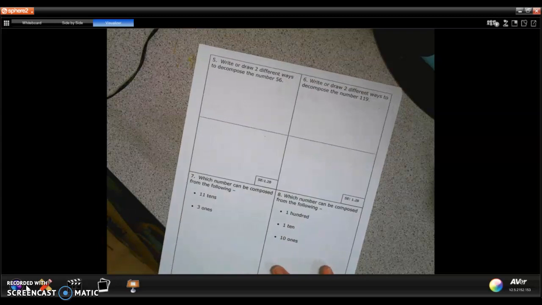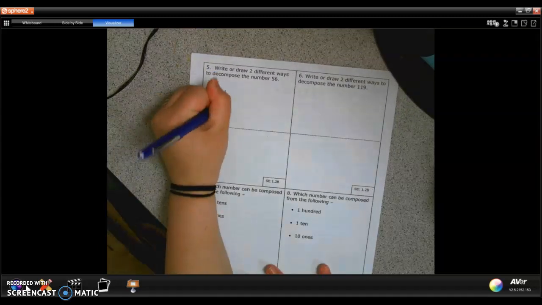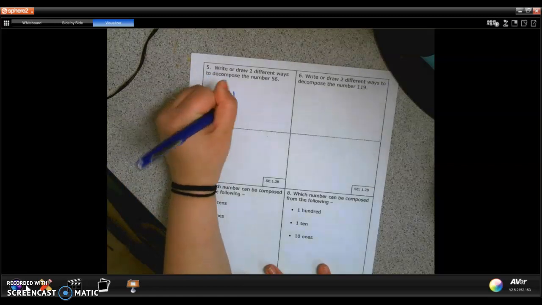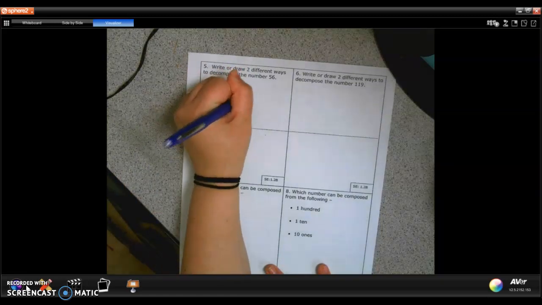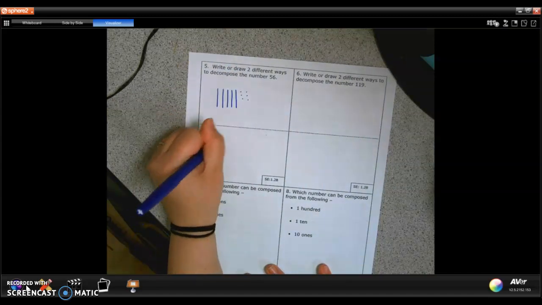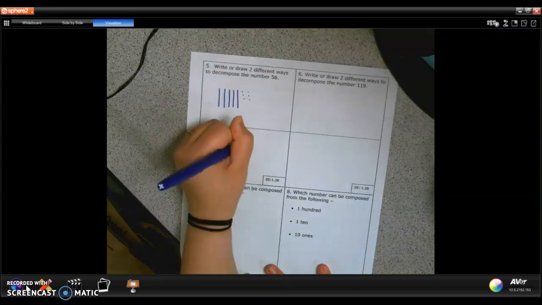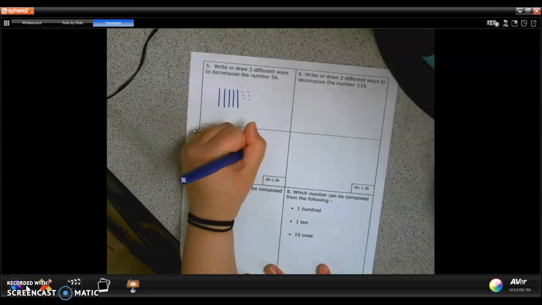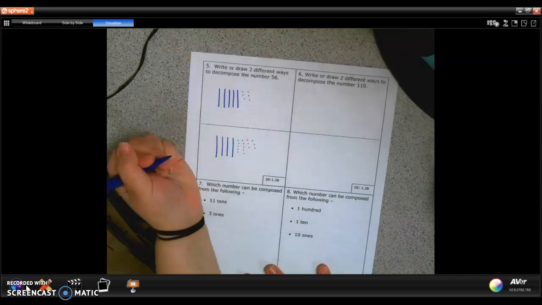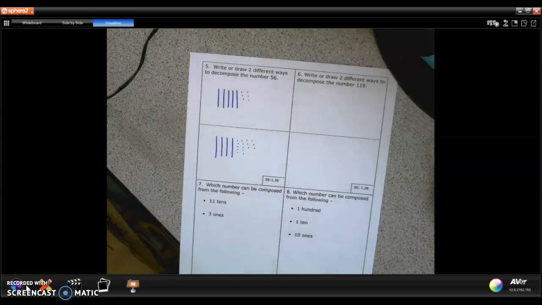Write or draw 2 different ways to decompose the number 56. I could represent the number 56 as 10, 20, 30, 40, 50, then 51, 52, 53, 54, 55, 56, like this. I could also decompose the number 56 by counting 10, 20, 30, 40, 41, 42, up through 56, like this. There are more than these ways. These are just 2 ways I did it.